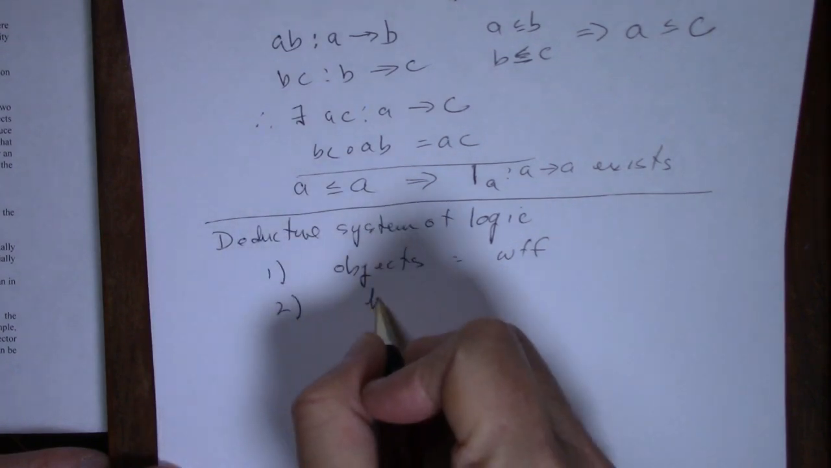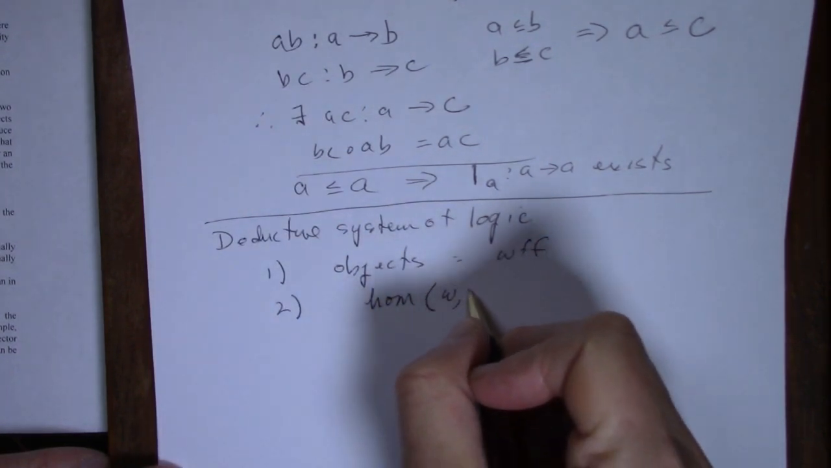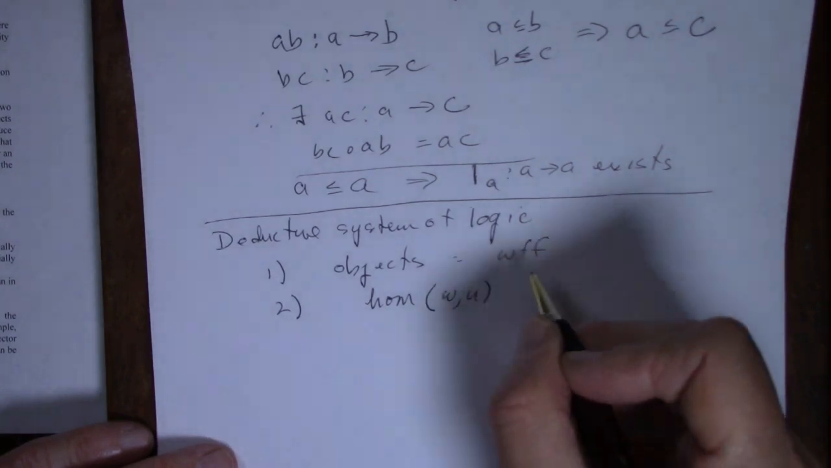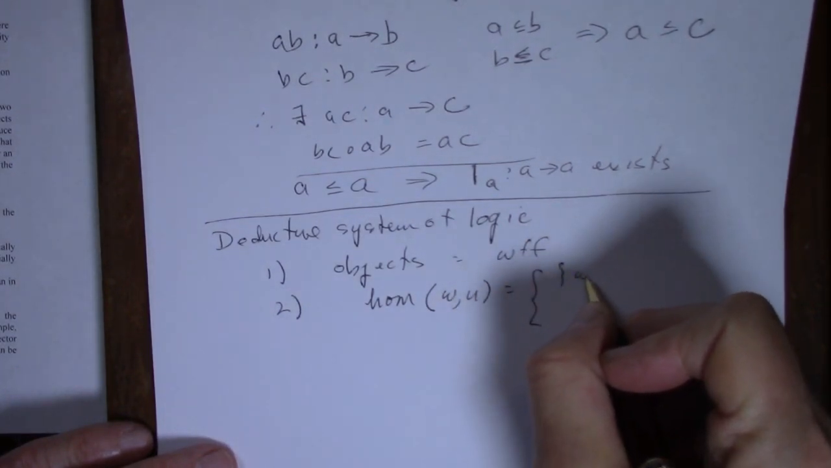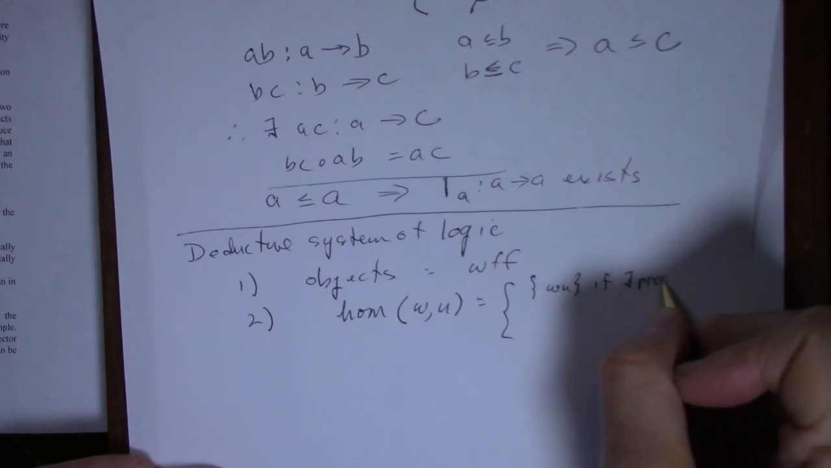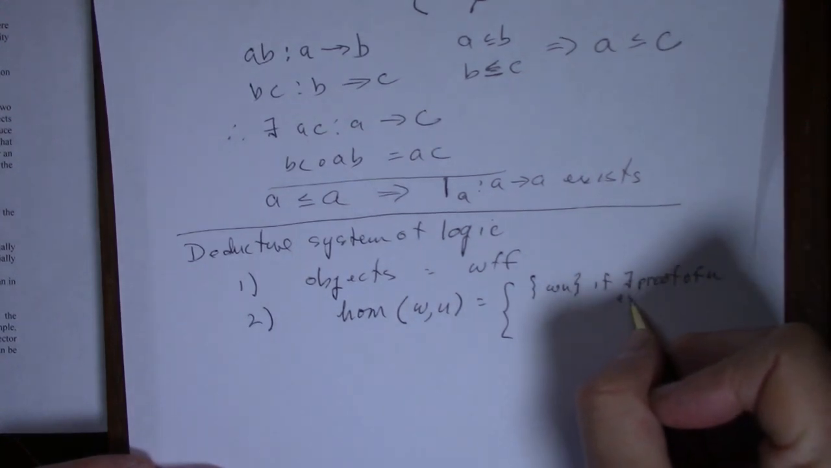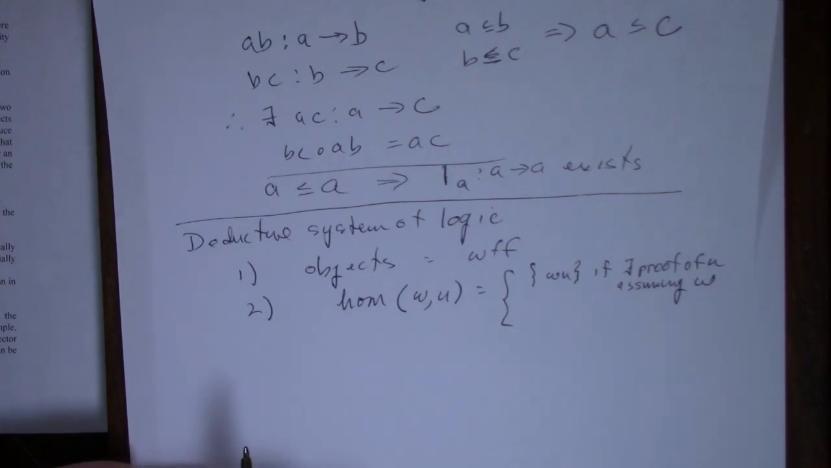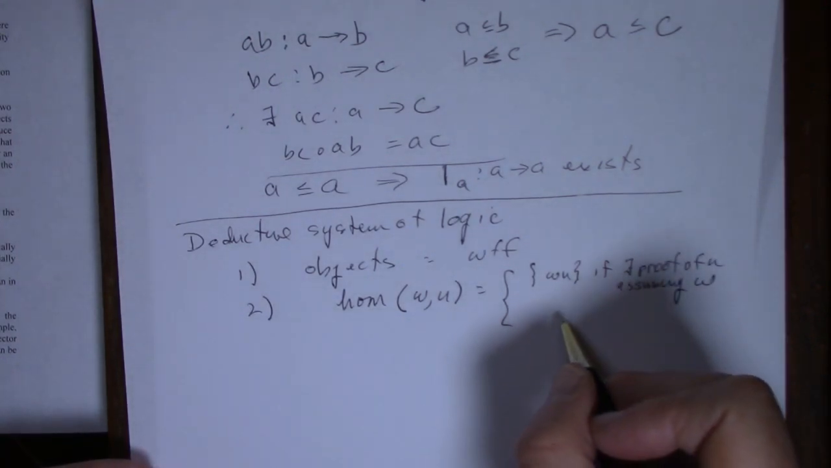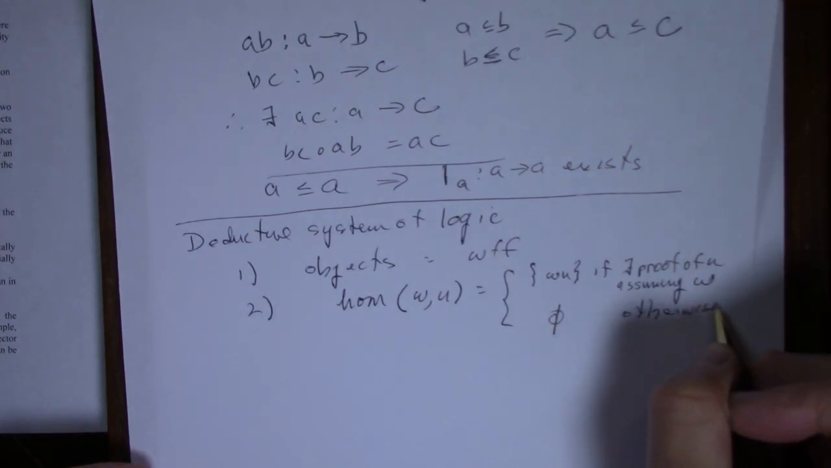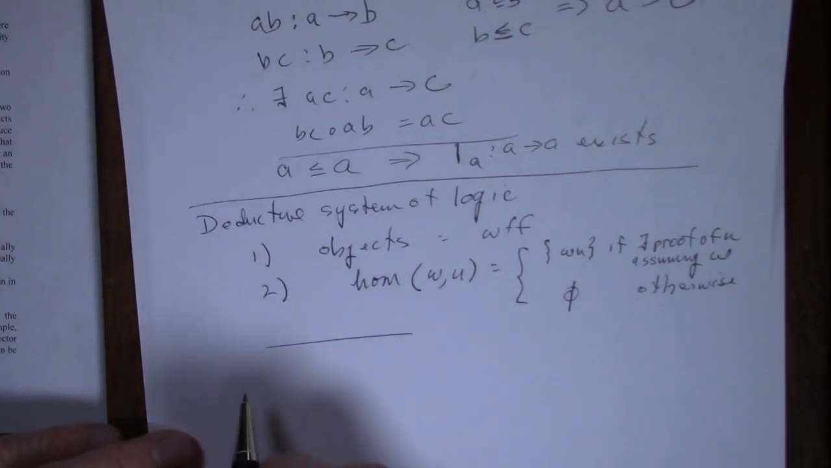What about morphisms? Hom(W, U). Similar to the POSET example we just did, we could take this to be a single morphism, W to U, if there exists a proof of U assuming W, as long as U can be proved from W, and of course from the axioms of the system using the rules of deduction. And otherwise, there's no morphisms. That'll give us a category.